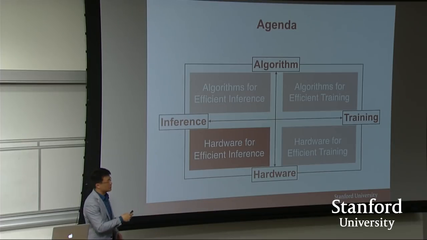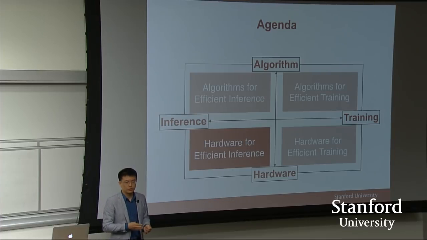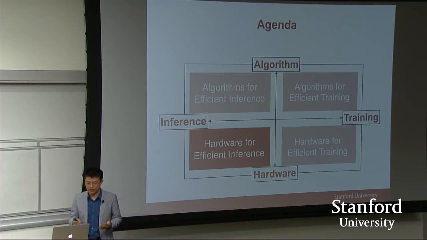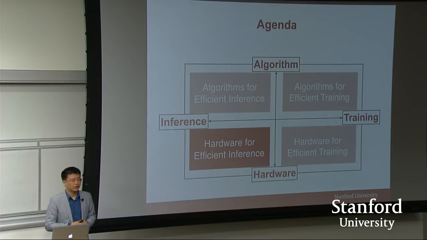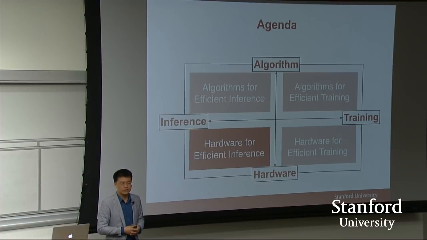Okay, so far we have covered those efficient algorithms for efficient inference, right? We covered pruning, weight sharing, quantization, and also Winograd, binary, ternary. So now let's see what is the optimal hardware for efficient inference. For example, what is a Google TPU?